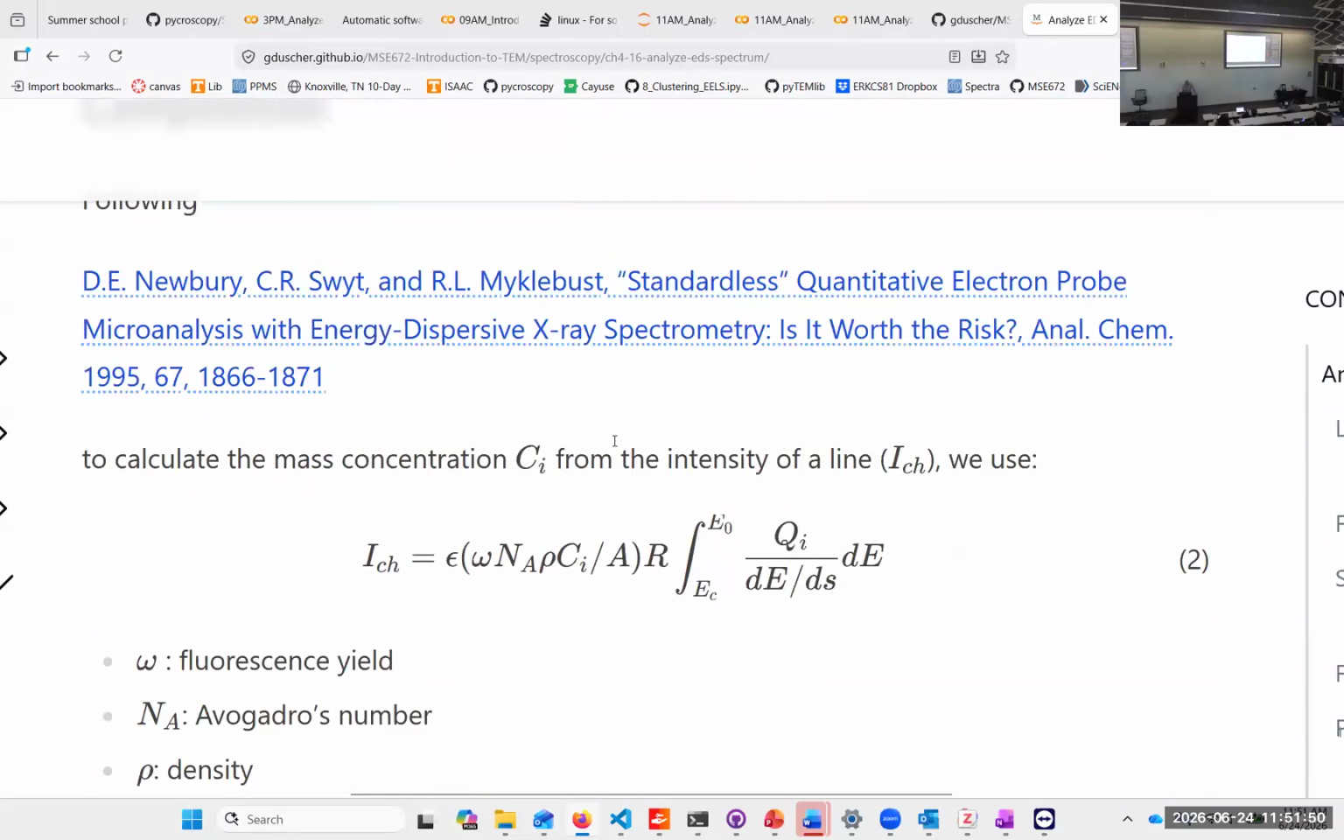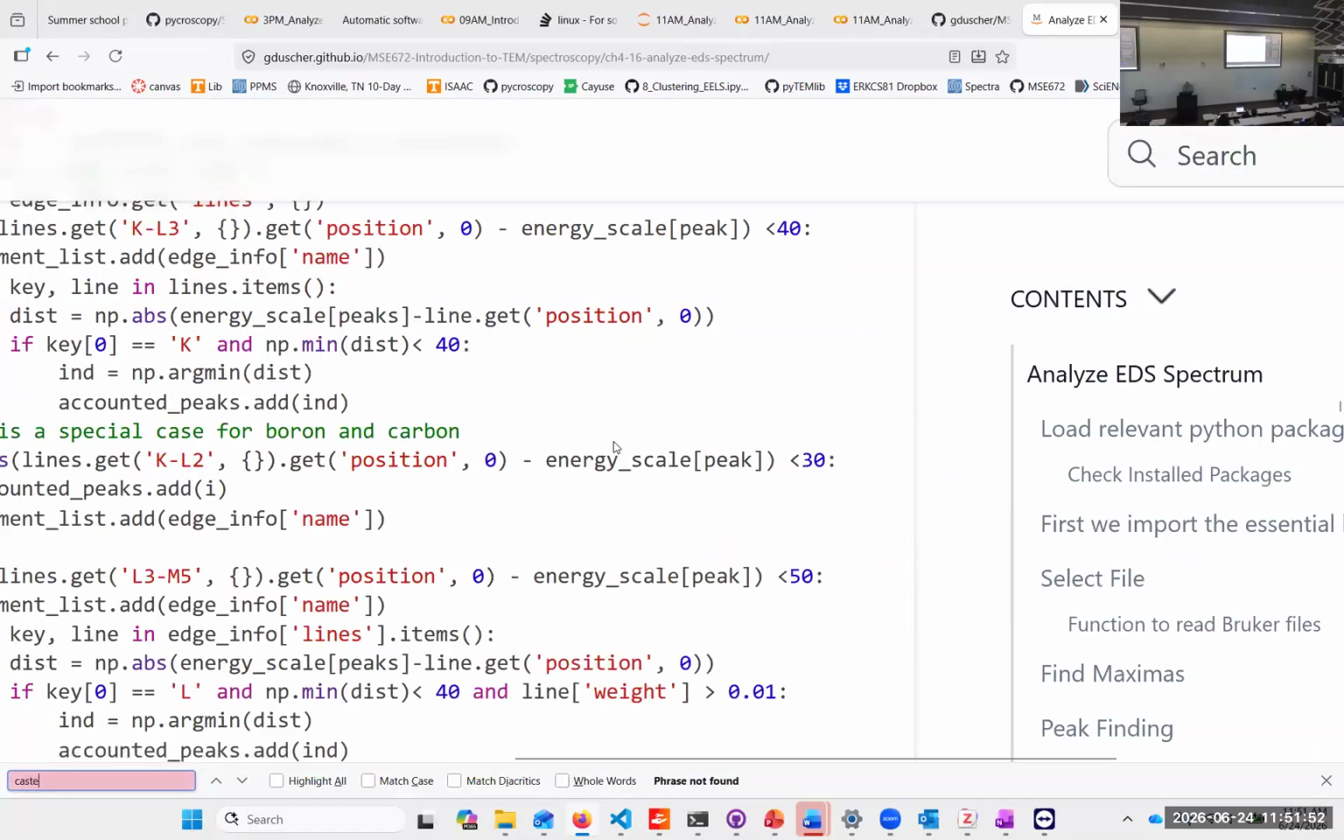So where we want to be, where's my K vector? Castaing? Must be in the next one.